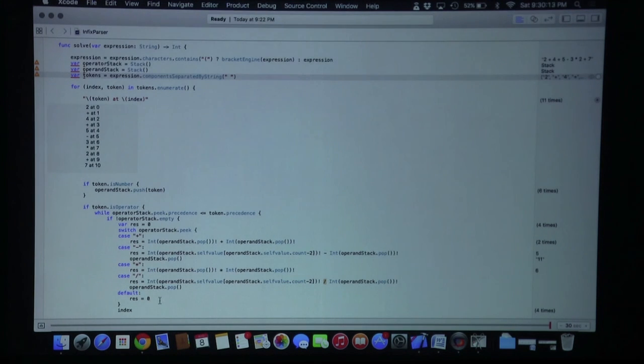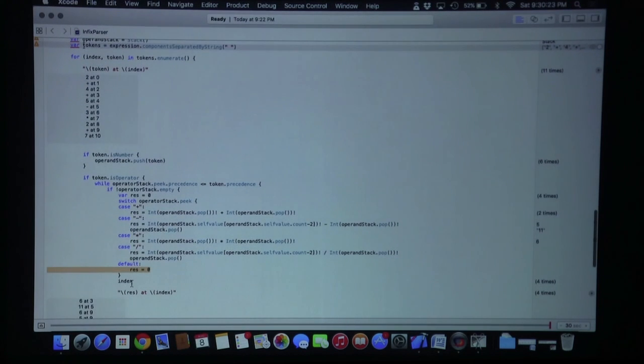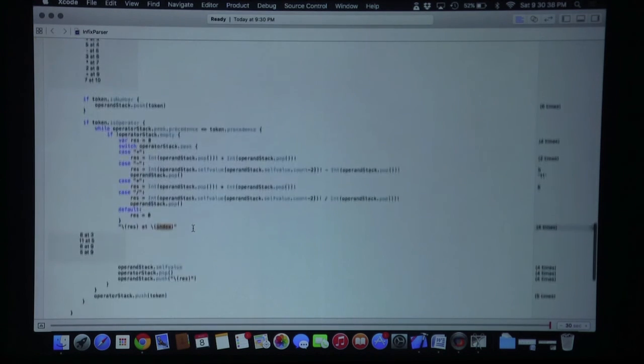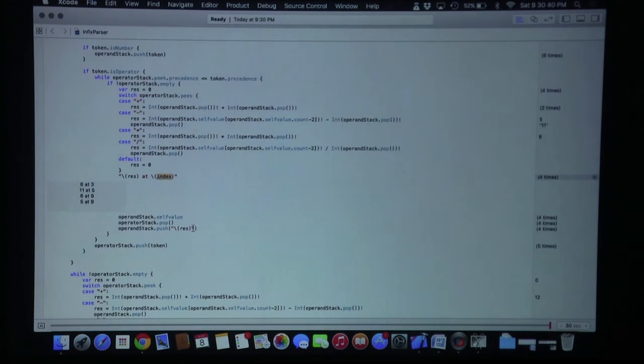Anyway, if there's not a plus, minus, times, or divide, meaning our algorithm has gone wrong for some reason, just set the result to 0. That's the best thing we can do. After that, just print out the index, but we don't need that anymore because we have result at index, meaning if there's something that's modifying something, tell me where it's being modified from and what its answer is going to be, so it's easy for me to debug, and also I can show it to you.